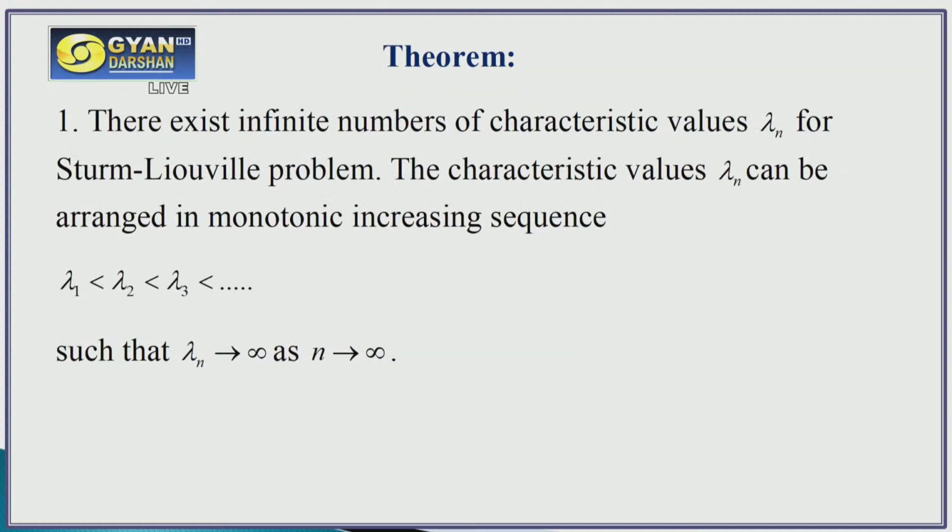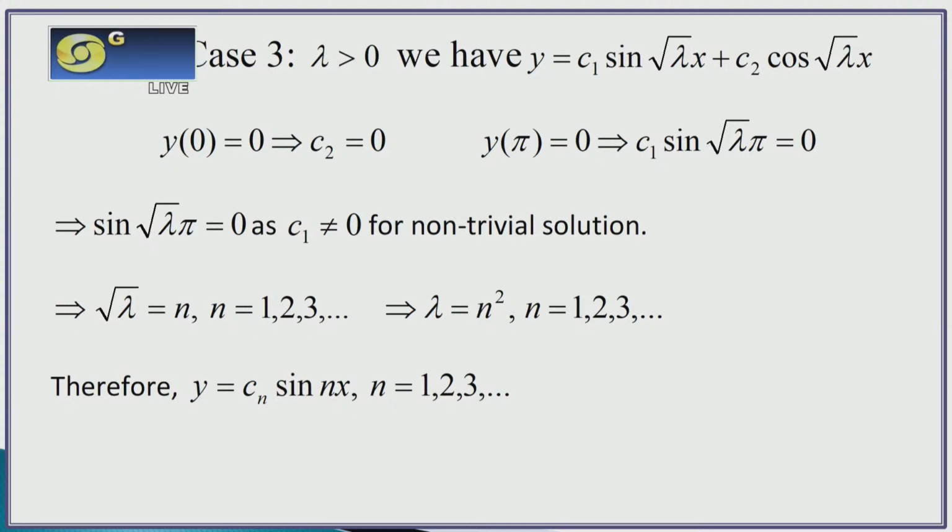Okay. If you want to see the example, just see the previous example. Here, this lambda, that is n square, these n squares are your characteristic values, and this cn sine nx, for each n you have this function. So this is your characteristic functions.